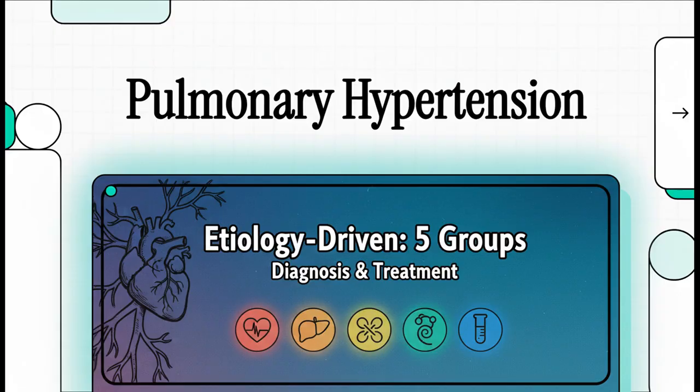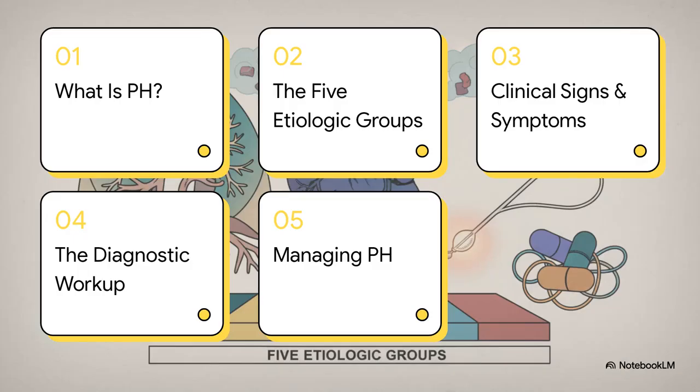Let's jump in. So here's our game plan. We're going to start with the basic definition. What are we even talking about? Then we'll get into the 5 different causes, because the why changes absolutely everything. After that, we'll cover how the patient presents, how we lock in the diagnosis, and finally, how we treat it. It's a step-by-step approach to make it all stick.